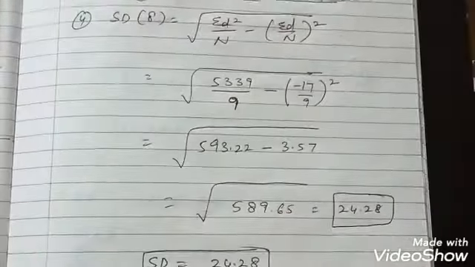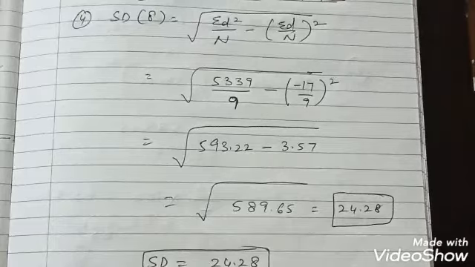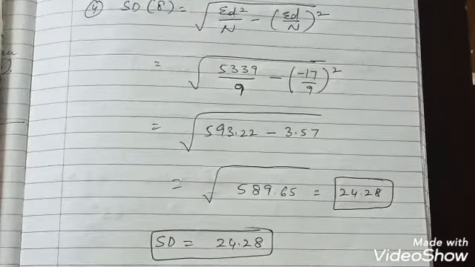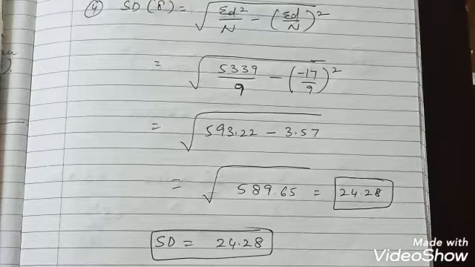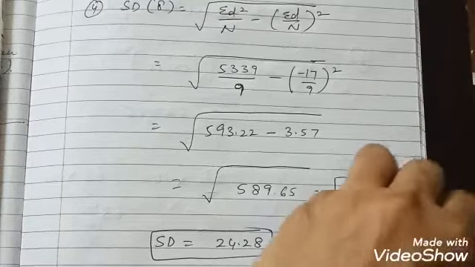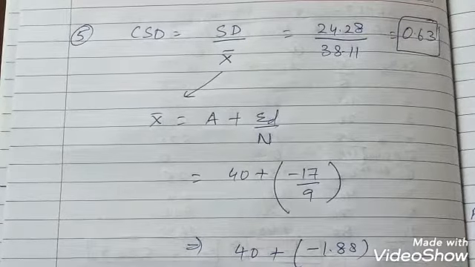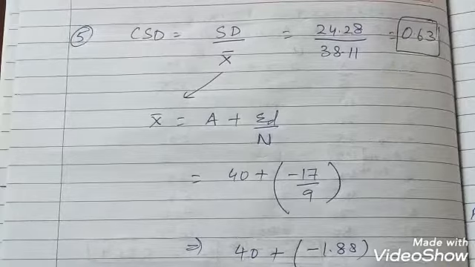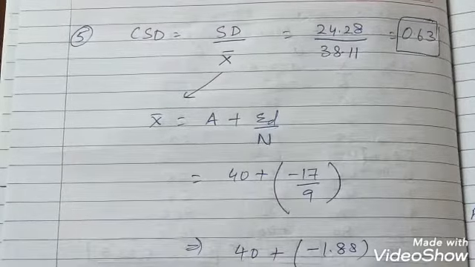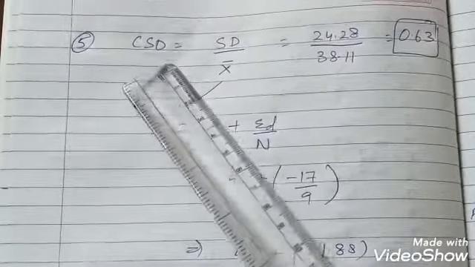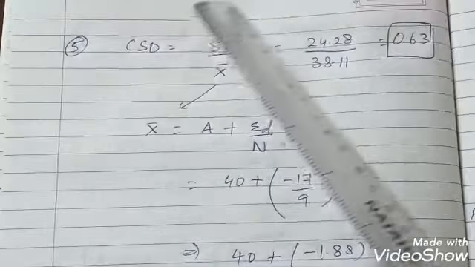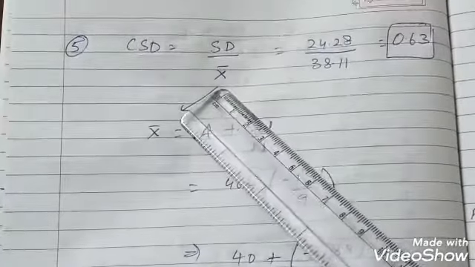जब तुम ये complete कर लेते हो, you get under root minus 589.65, which is equal to 24.28, which is nothing but the standard deviation. Once you have calculated standard deviation, अगर तुम्हें sum standard deviation तक आ गया, then it's done. Your sum is over. But if you're asked to calculate coefficient of standard deviation, as you know, this is the formula. You need actual mean.